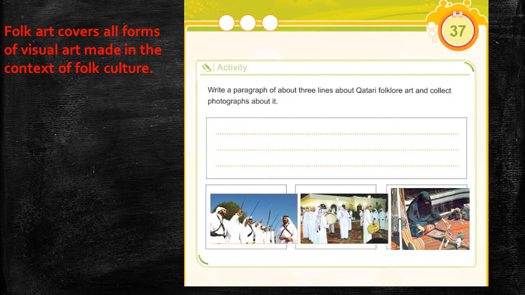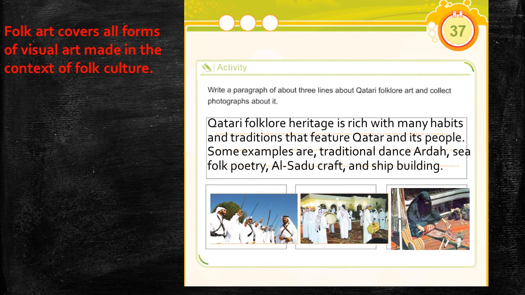So let's start writing. The first thing we're going to do is give an intro line, like the topic sentence for your paragraph, which could be this. I'm going to read it out for you. Qatari folklore heritage is rich with many habits and traditions that feature Qatar and its people. So that's an intro. Then you give examples. Here, I've set in some examples: the traditional dance, Urda, seafood poetry, al-sadu craft, and shipbuilding are some examples. So you could do that too.